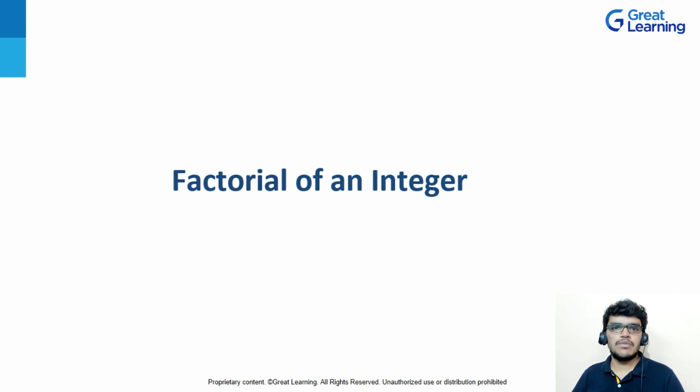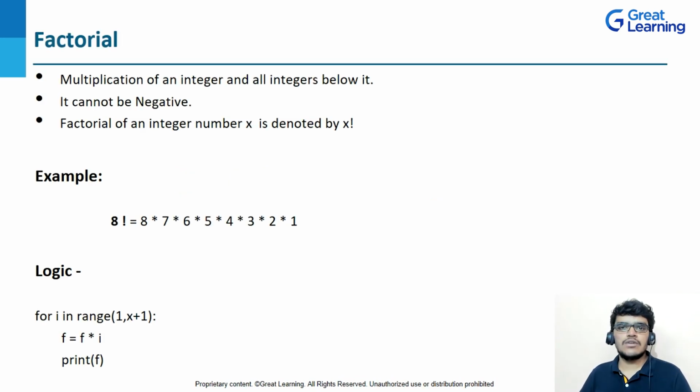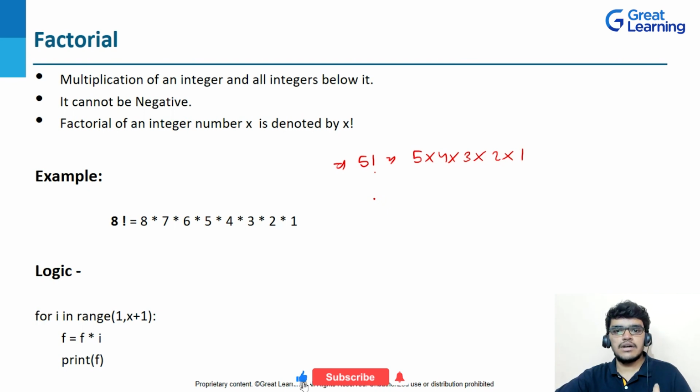So now let's see the program of factorial of an integer. Before seeing the coding implementation of factorial in Python, let's understand its logic. So what is factorial? Factorial is nothing but a multiplication of an integer and all integers below it. Let's take an example. Let's suppose you're taking 5 factorial, then 5 factorial will be 5 into 4 into 3 into 2 into 1. So this will be the factorial of 5. Also, factorial cannot be negative, right? Now you might have a question: what is the factorial of 0? So 0 factorial is equal to 1.